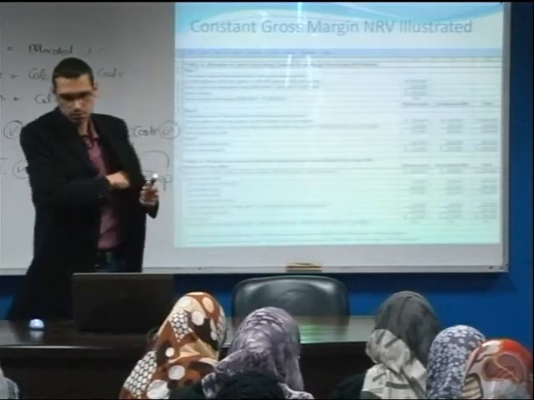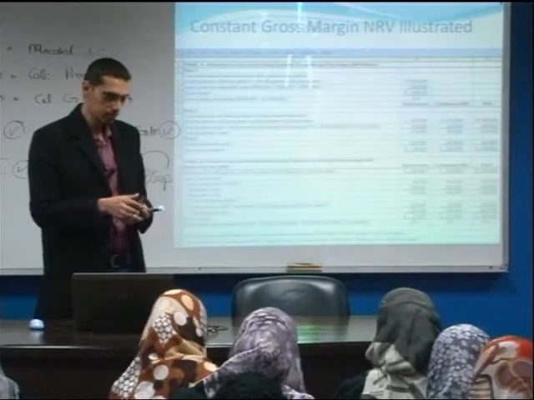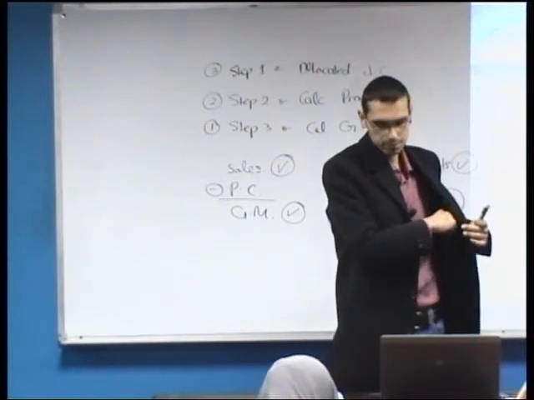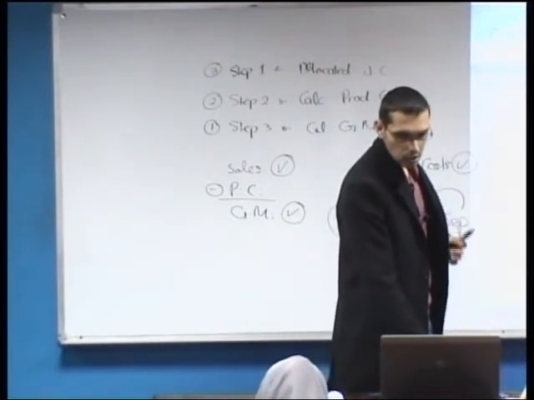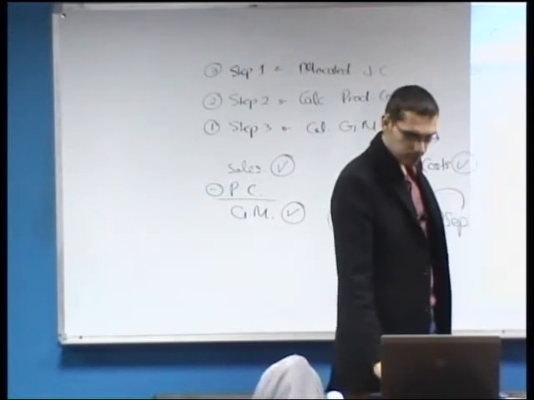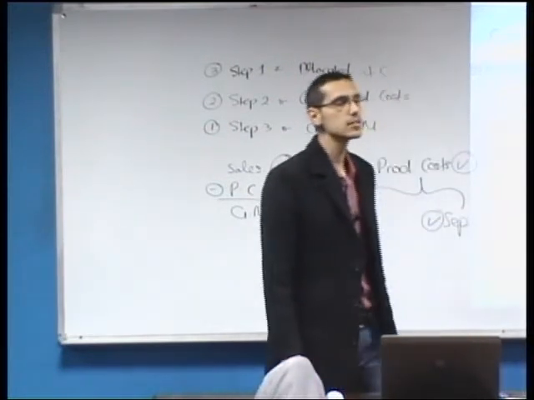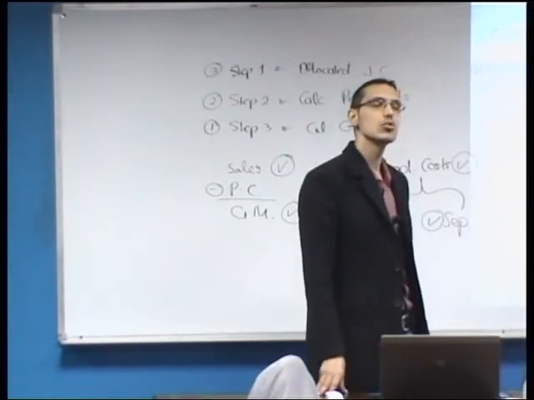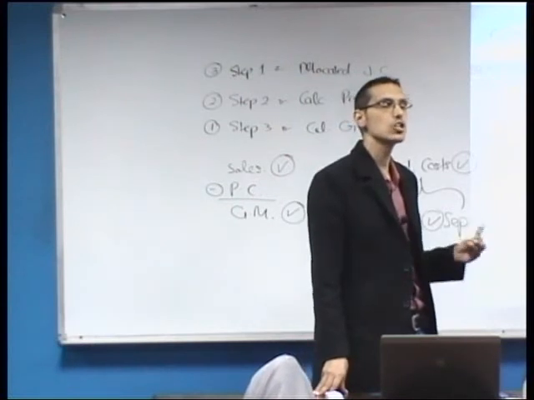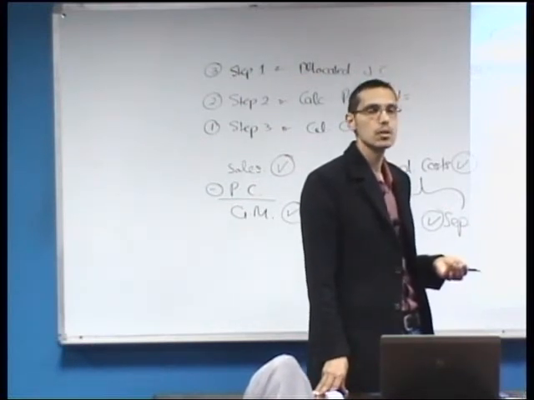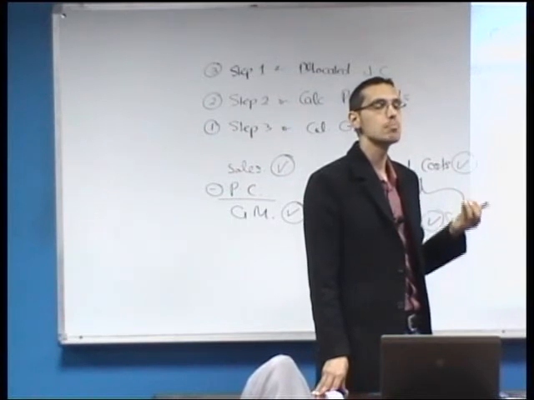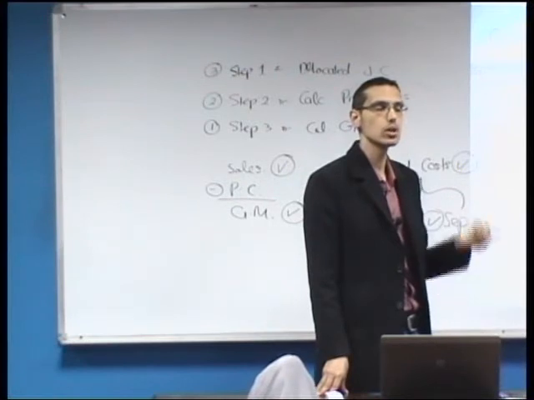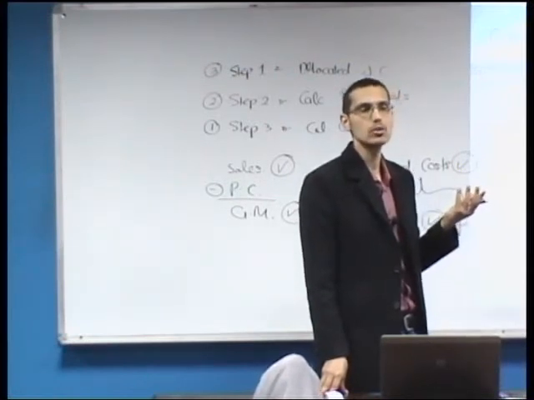Of course, these are the different methods that are used in order to allocate the joint costs. Now let us get to an important discussion point. What is the best method to be used in order to allocate joint costs? What do you think?